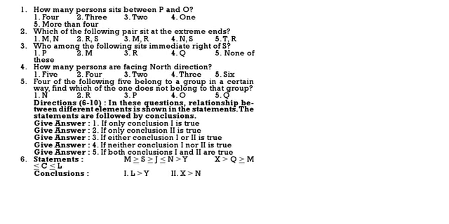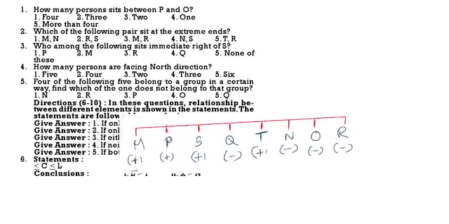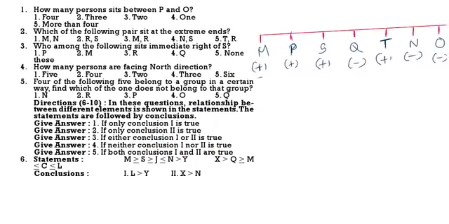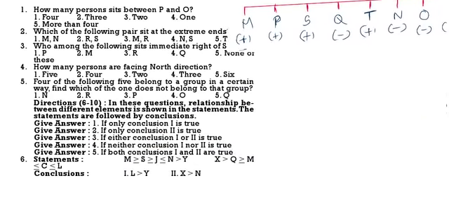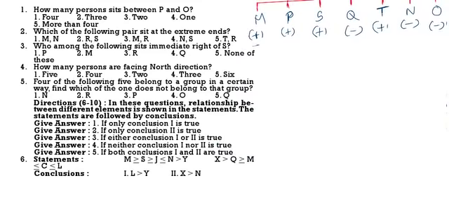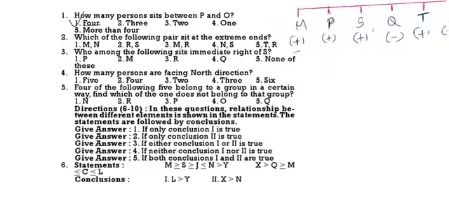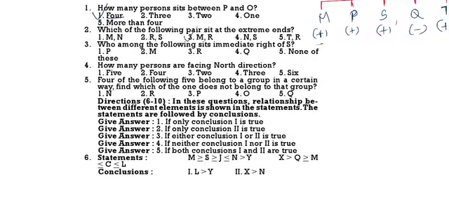See the first question. How many persons are there between O and P? This is O, this is P. In between there are 4 persons. Which of the following sit at extreme ends? M and R are at extreme ends.